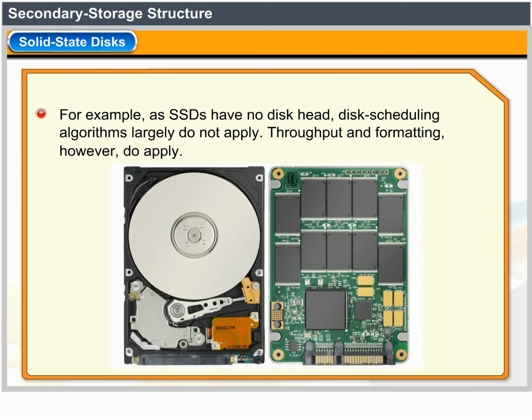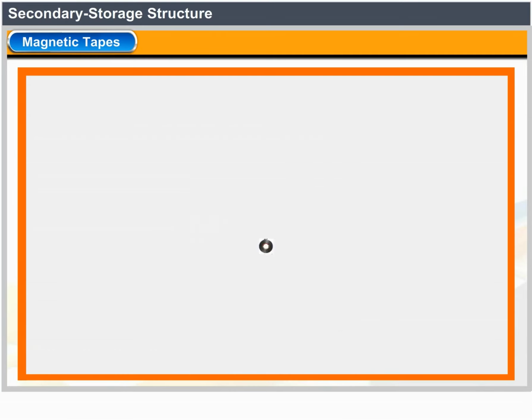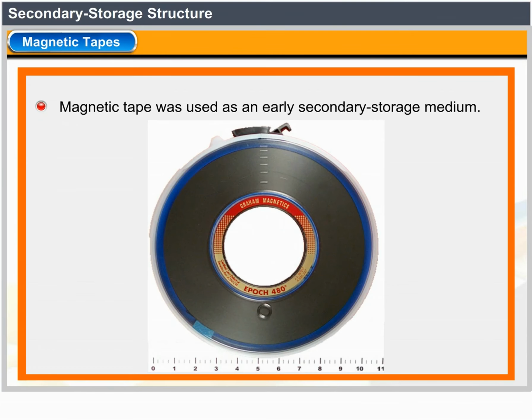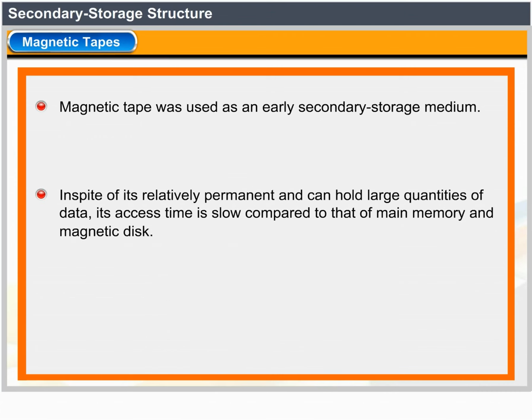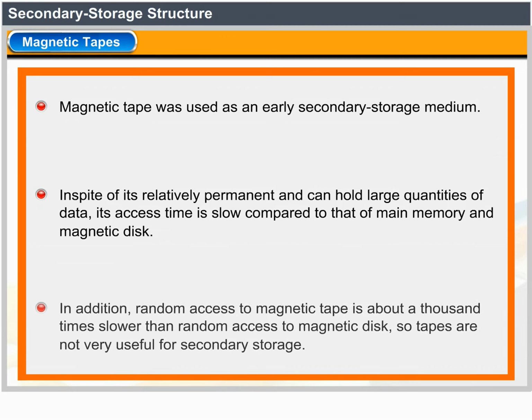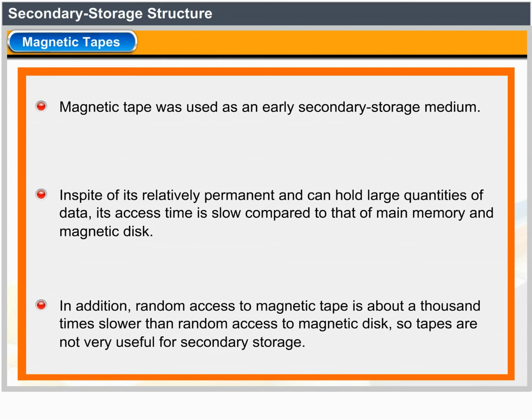Magnetic tapes. Magnetic tape was used as an early secondary storage medium. Although it is relatively permanent and can hold large quantities of data, its access time is slow compared with that of main memory and magnetic disk. In addition, random access to magnetic tape is about 1,000 times slower than random access to magnetic disks, so tapes are not very useful for secondary storage.